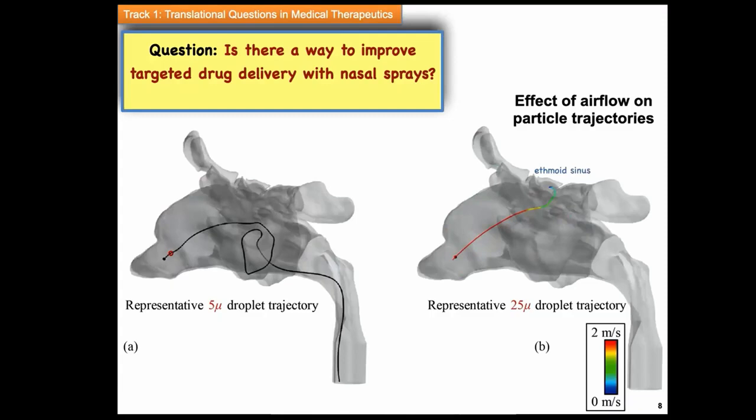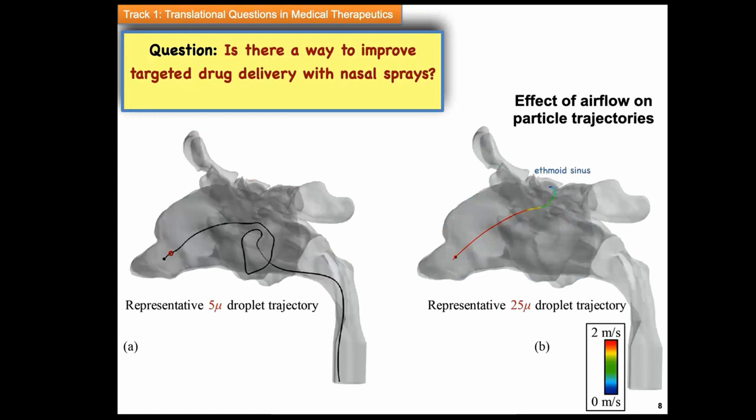On the other hand, if you look at the picture on the right, here I have tracked a 25-micron particle. It is somewhat heavier than a 5-micron particle, so it has a stronger inertial motion that will persist a bit longer, and eventually it gets deposited at the roof of the nasal passage where we have the ethmoid sinuses.